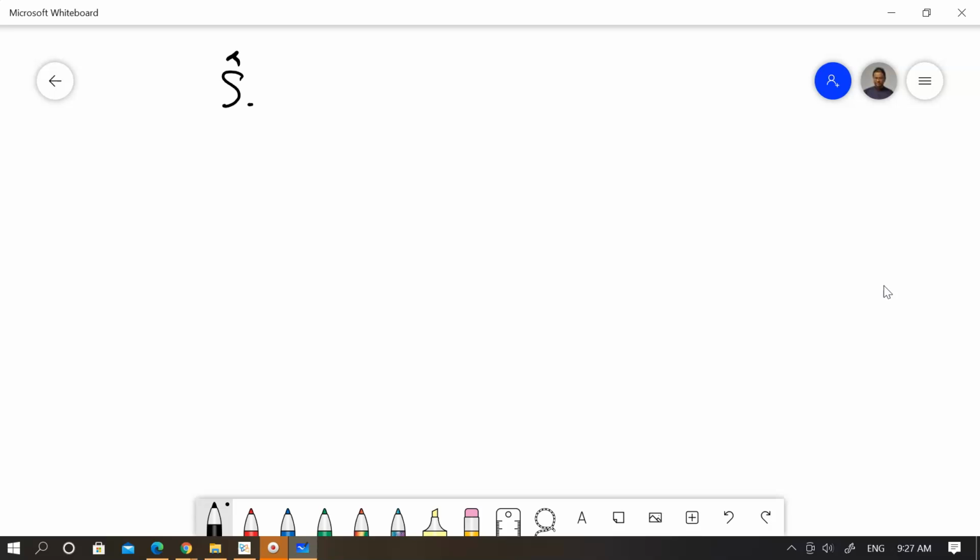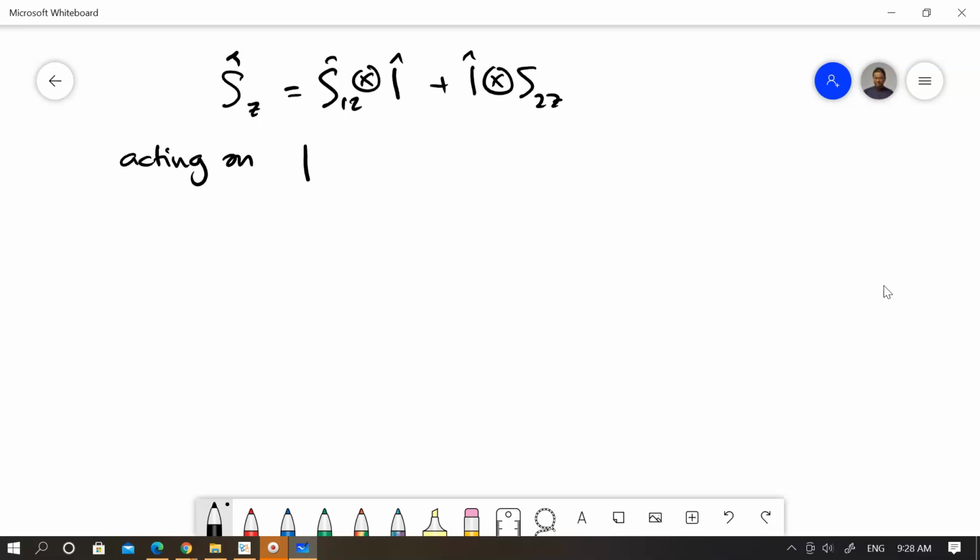Sz equals S1z tensor product identity plus identity tensor product S2z, and this has to act on states like S1 m1 tensor product S2 m2.